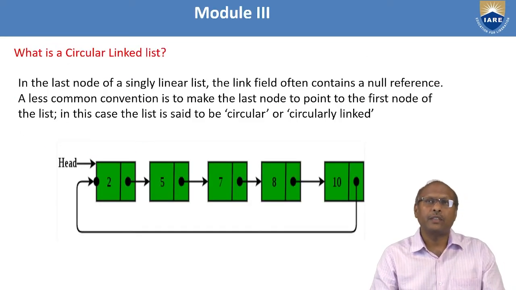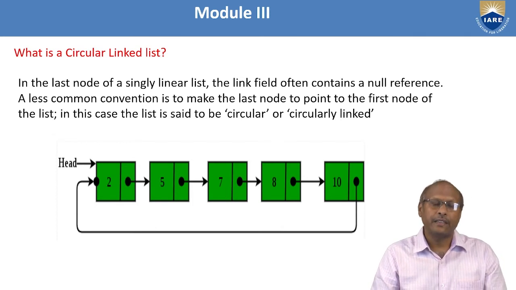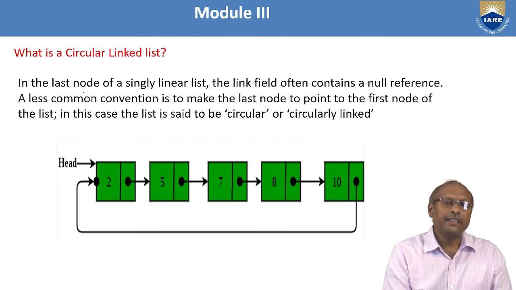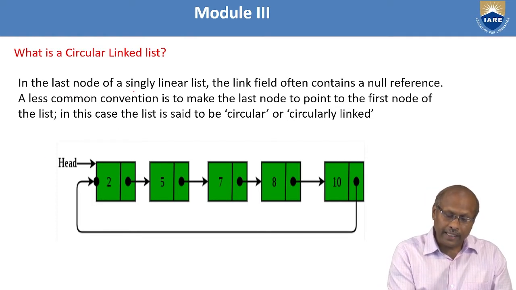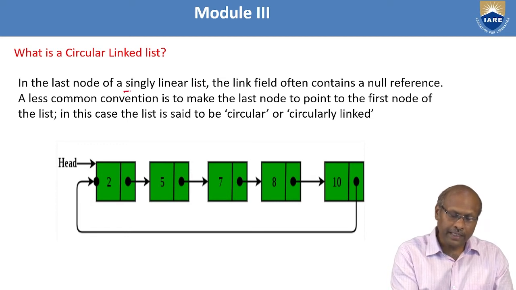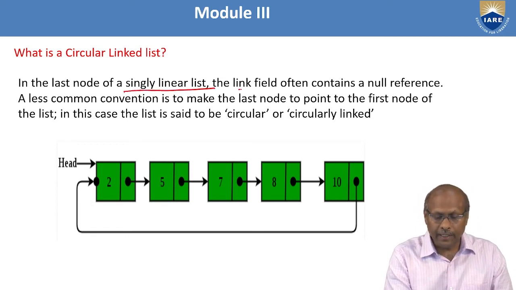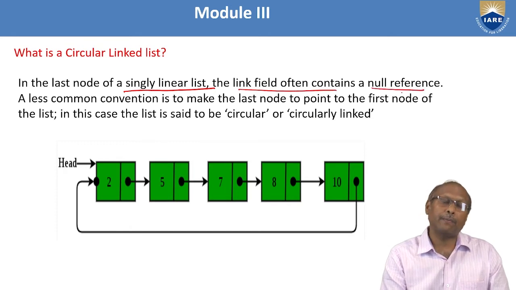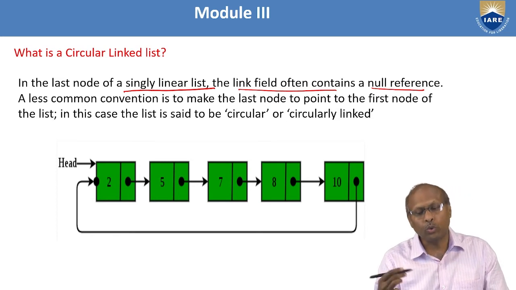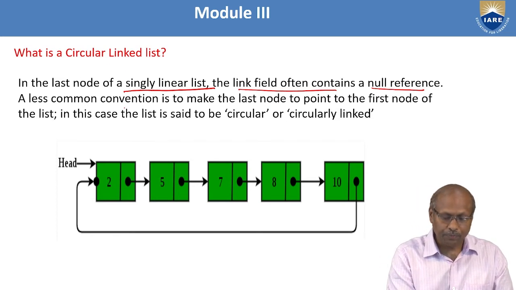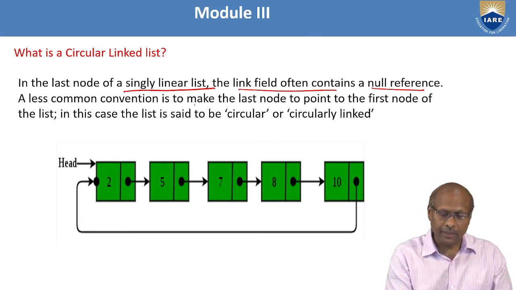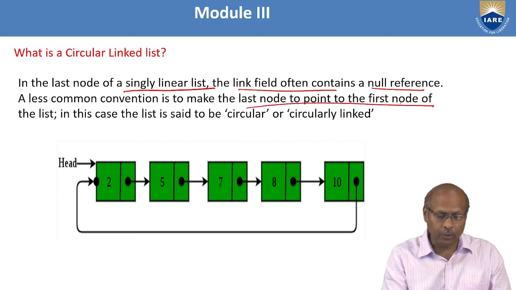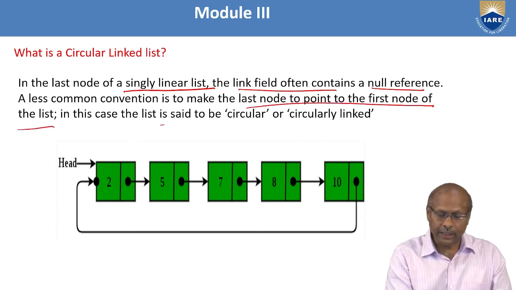Next, they may ask a question. What is circular linked list? Then you should say, in circular linked list, there is a speciality. In the last node of a singly linear list, the link field often contains a null reference. In the case of linear, the last node's link is always pointing to null, means points to nowhere. Whereas in the case of circular linked list, the last node will be pointing to the first node of the list. So a less common convention is to make the last node point to the first node of a list. In this case, the list is said to be circular.